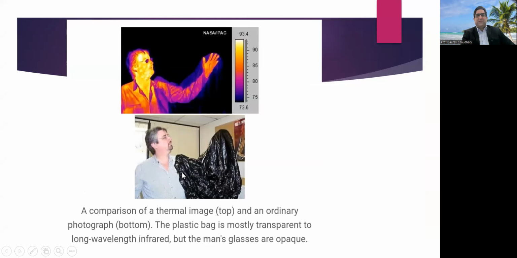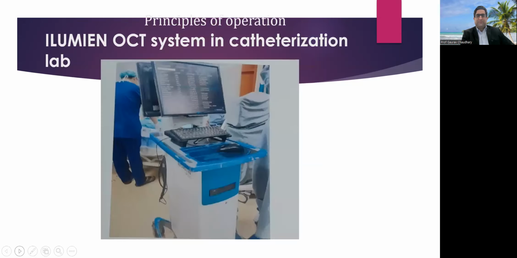In this picture, just to show the importance of different types of imaging, on the top we see a thermal image and an ordinary photograph at the bottom. The plastic bag is mostly transparent to long wave infrared, but the men's glasses are opaque. So it depends upon what we are looking at and with what method we are looking at the image.